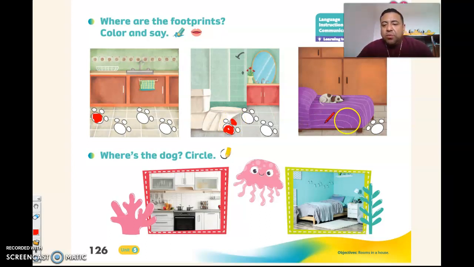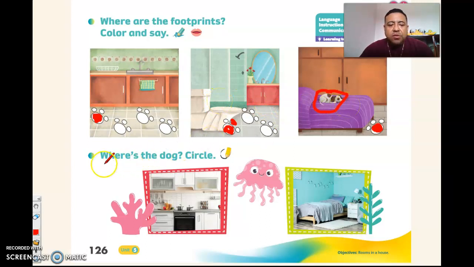Now, the last one, look. Oh, the footprint is in the bedroom. Bedroom. Uy, ¿quién las hizo? Pues este pequeñín. The doggy. Okay? Remember, we have a kitchen, bathroom, and bedroom.